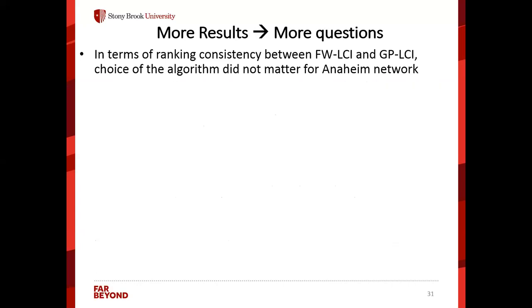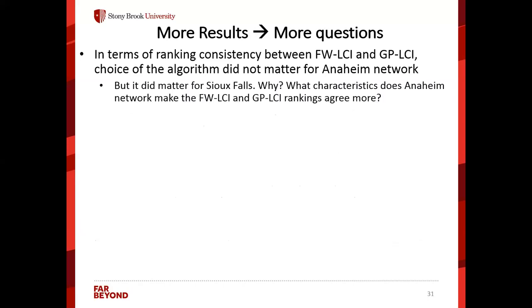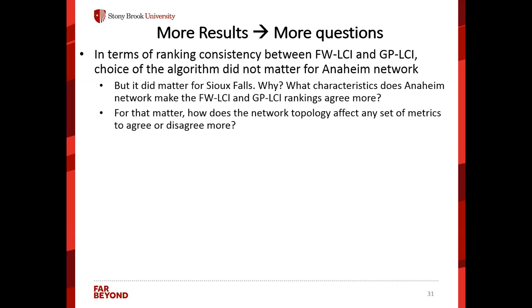Frank-Wolfe and GPLCI worked fine. They agreed between each other, but they didn't agree for Sioux Falls. Why do they agree in Sioux Falls but not in the Anaheim network? What characteristics of the Anaheim network make these two rankings agree more? And for that matter, how does network topology affect whether any set of metrics agree or disagree?